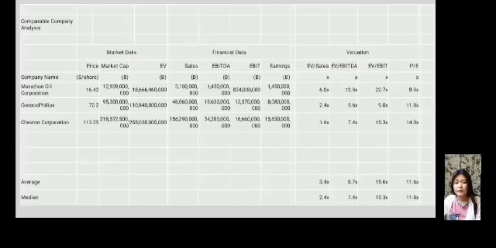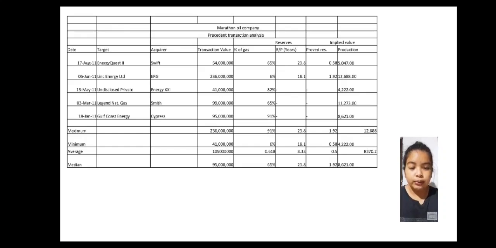So next, we have the precedent transaction analysis, here for oil companies. Precedent transaction analysis looks at companies comparable to the target company that were recently bought or sold, and uses a multiple based on the purchase price to estimate the value of the target. So here are the transactions up to January 18, 2011: the target, the acquirer, the transaction value, the reserves as percent of gas, the years of reserves, the implied value of proved reserves, and production.